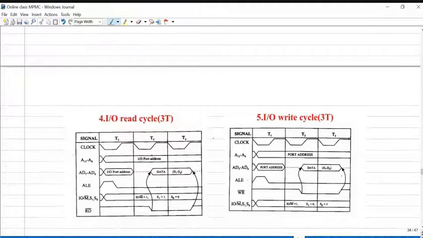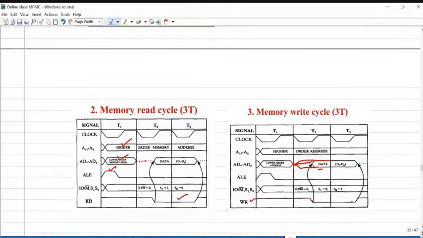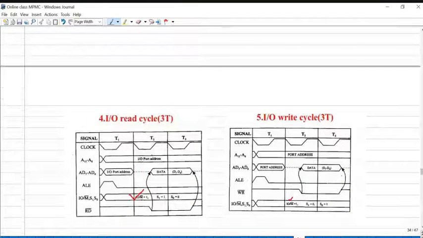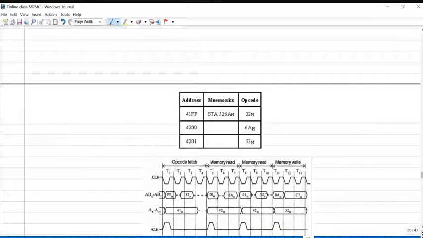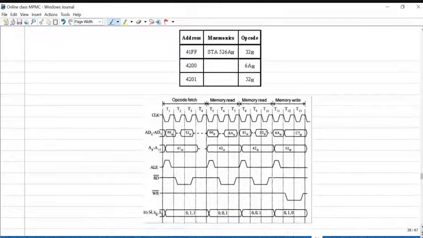IO read and IO write are similar to memory read and memory write, except that IO/M bar must be 1. Remember that S1, S0 is 1 0 for memory read operations and 0 1 for write operations. For IO, also 1 0 for read operations and 0 1 indicates write operations. These are all the examples we discussed in the previous class.